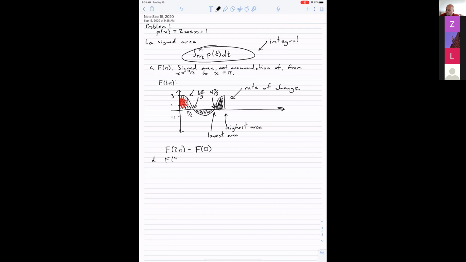So I would just use my f again. f of 4 pi over 3 minus f of 2 pi over 3. Or you can integrate your function between 2 pi over 3 and 4 pi over 3. Yeah, either way. And that's it for number 1. Any questions on number 1 before we move on to number 2?